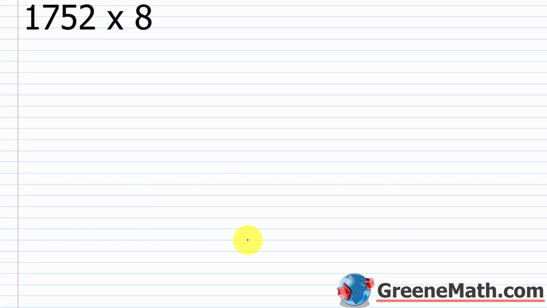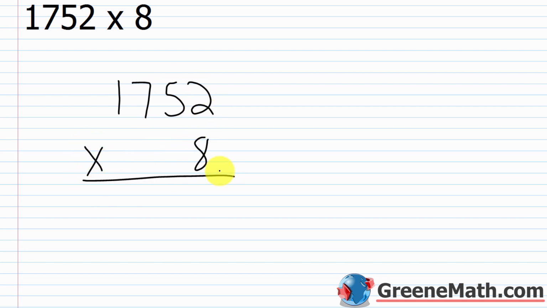All right, for the next problem, we have 1,752 times 8. Again, I'm going to take this number here, this 1,752, and I'm going to put that on top, and I'm going to put 8 on the bottom. Again, you could reverse that if you chose to. I just find this to be a little easier. So we're going to begin by taking the rightmost digit of the bottom number, which in this case is just an 8, so that's all there is, and multiplying that by the rightmost digit of the top number.